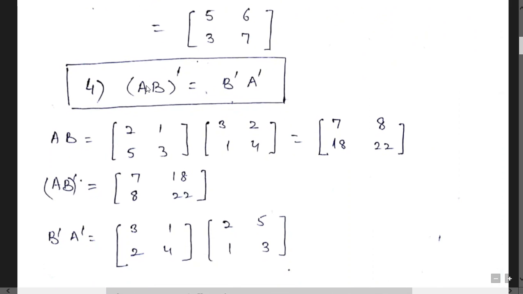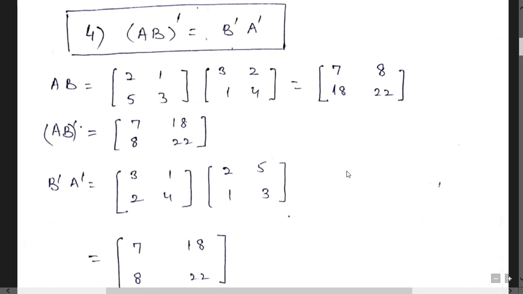Next one is AB. The transpose of the product of two matrices is equal to B transpose into A transpose. Consider again the matrices A and B, 2, 1, 5, 3 and 3, 2, 1, 4. After multiplication we get 7, 18, 8 and 22. Multiplication we have done earlier: first row first column, then first row second column, second row first column and second row second column. In this way you can multiply the matrices.